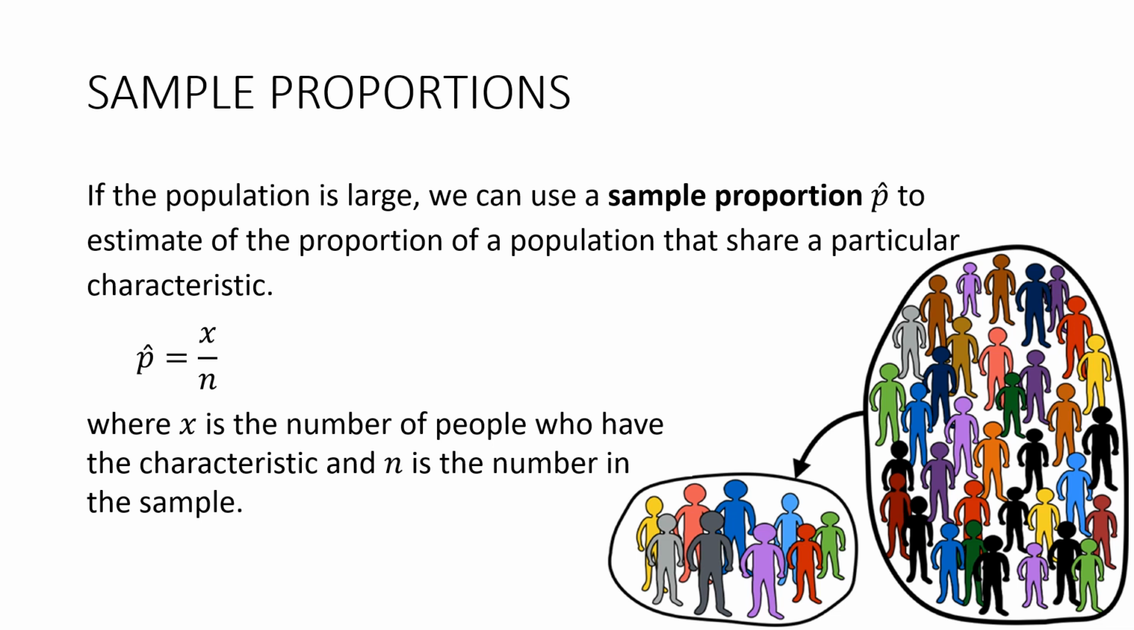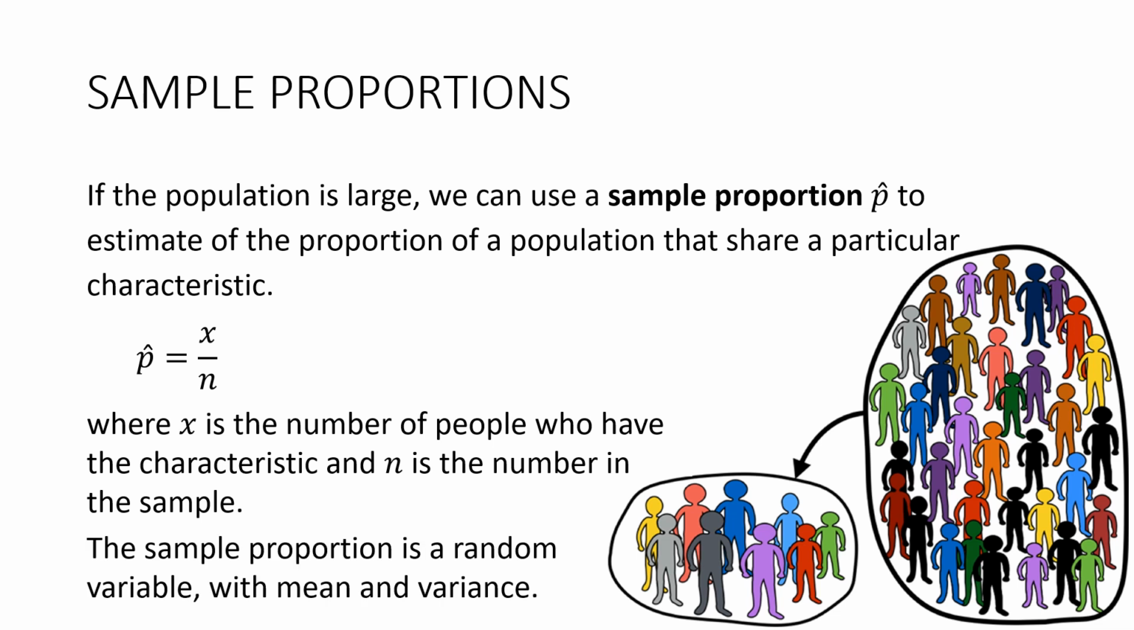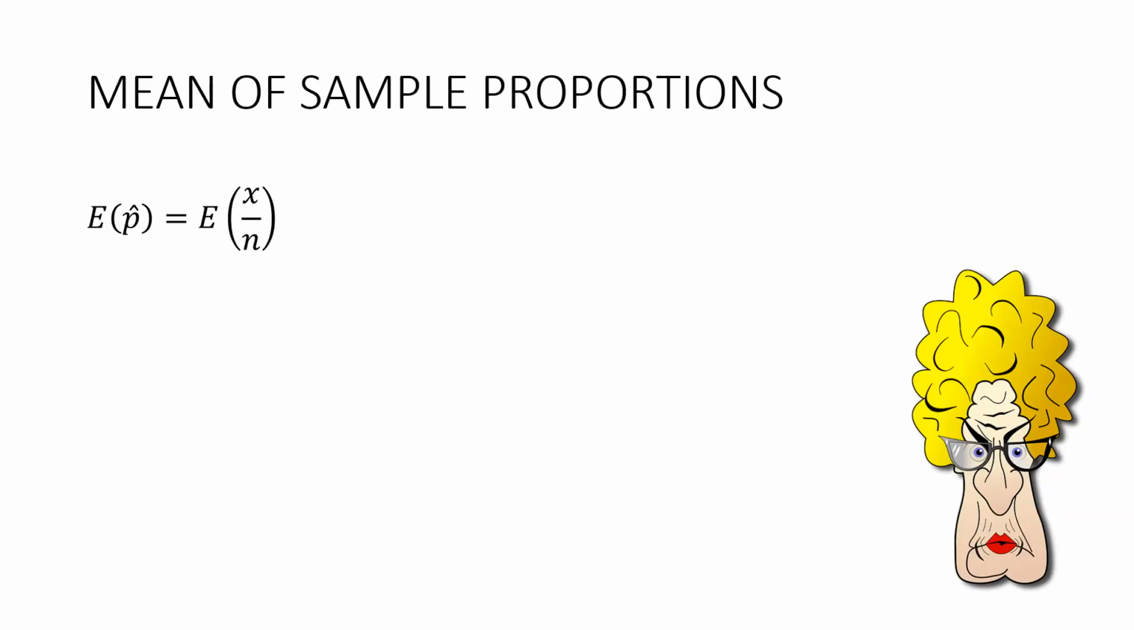X is the number of people who have the characteristic. N is the number of people in the sample. Now obviously you would take different samples and it's going to vary the number of people in each sample who have the characteristic. Therefore P hat is a random variable and it's going to have mean and variance. So let's work this out.